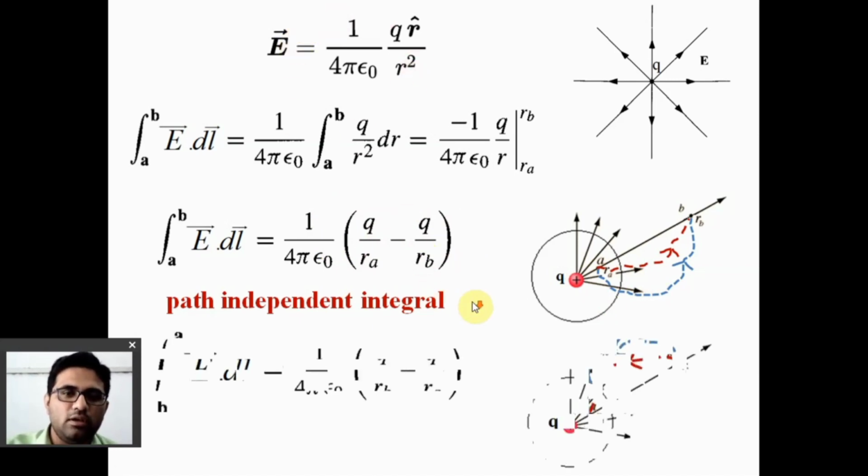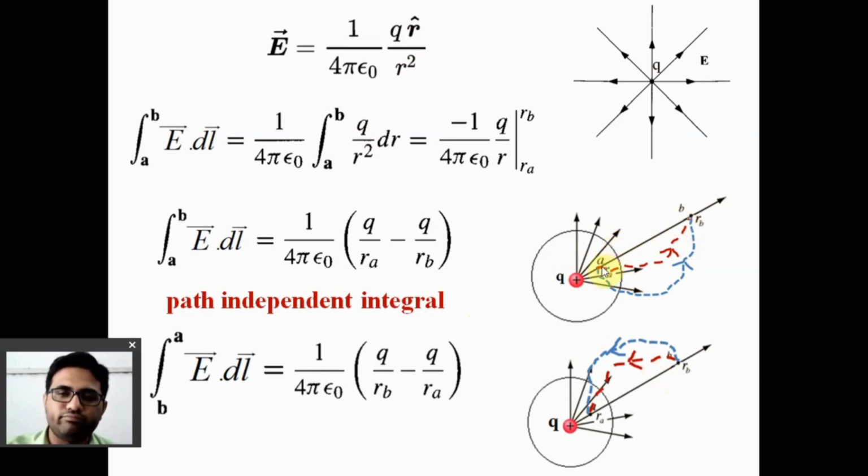Now if we go back from b to a, the integration value will be like this, which is also path independent. We are moving the charge from a to b, and then from b to a, coming back to the a position. Then the closed integration will be 0, because a to b plus b to a gives 0. All the terms will cancel.